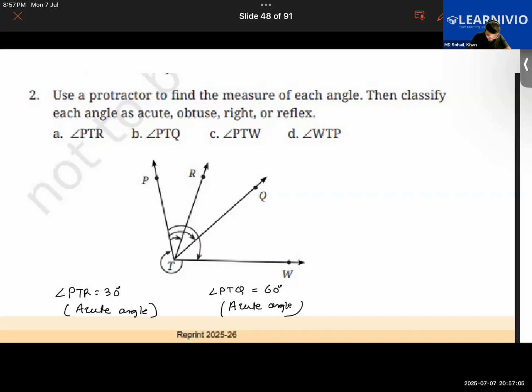Acute. Next, angle PTW. This one, angle PTW. The bigger curved arrow.